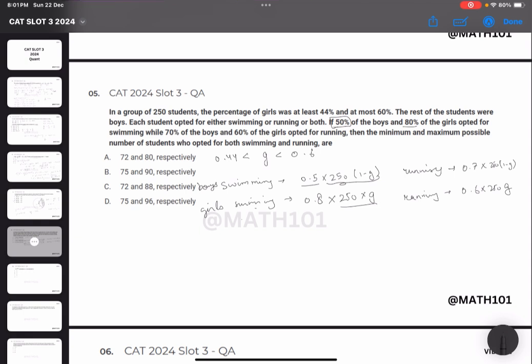So total number of students who opted for swimming is 125 minus 250 G by 2 plus 200 G, which is equal to 125 plus 75 G. Total number of students who opted for running is 25 into 7 becomes 175 minus 175 G plus 0.6 into 250, that is 150 times G. It is equal to 175 minus 25 G.